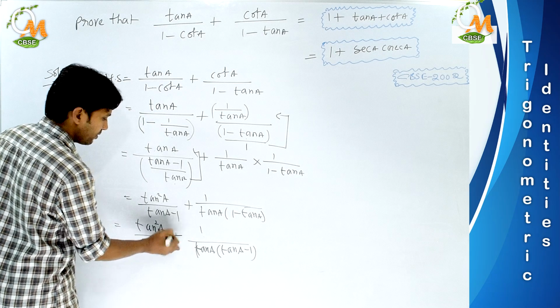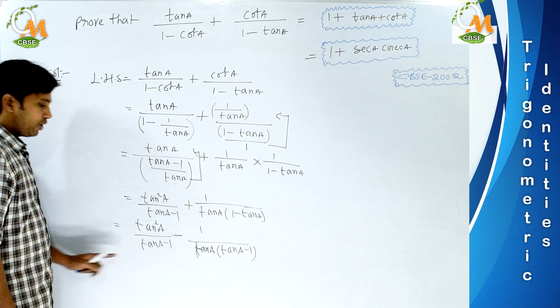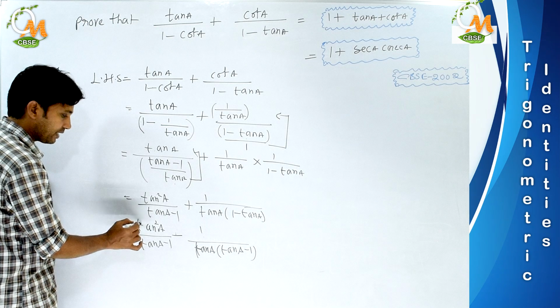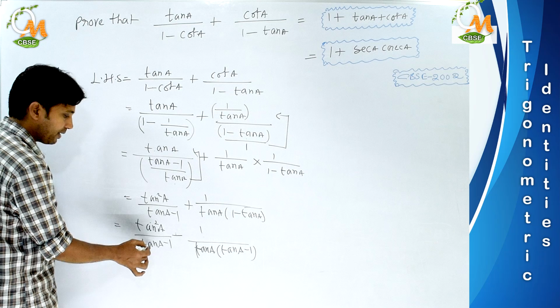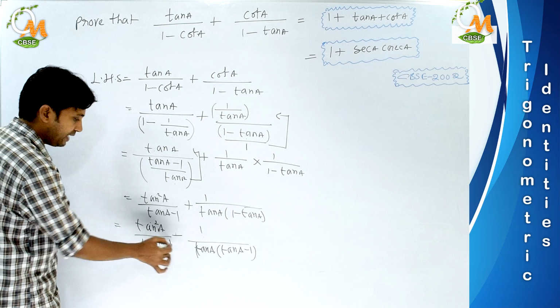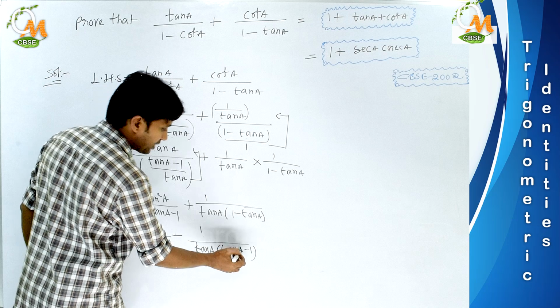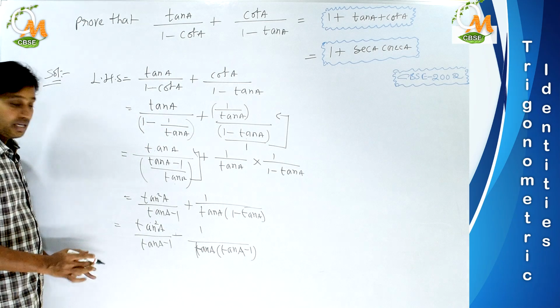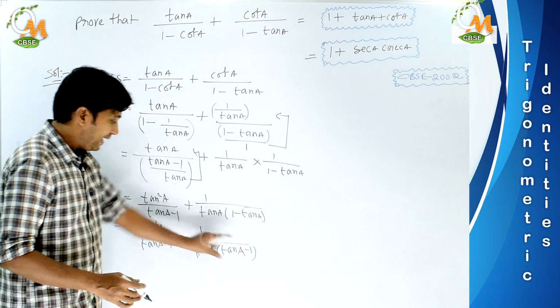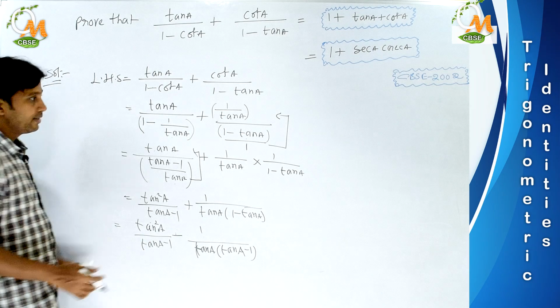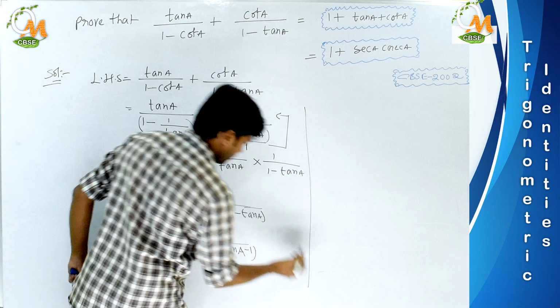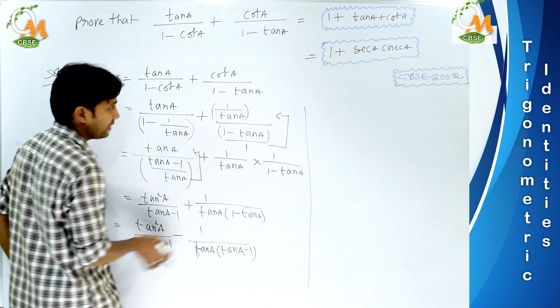Okay, so minus. So now tell me, this expression is tan square A upon tan A minus 1 minus 1 by tan A into tan A minus 1. Now we can take 1 by tan A minus 1 in common. Let us do it. So 1 by tan A minus 1 we take common.